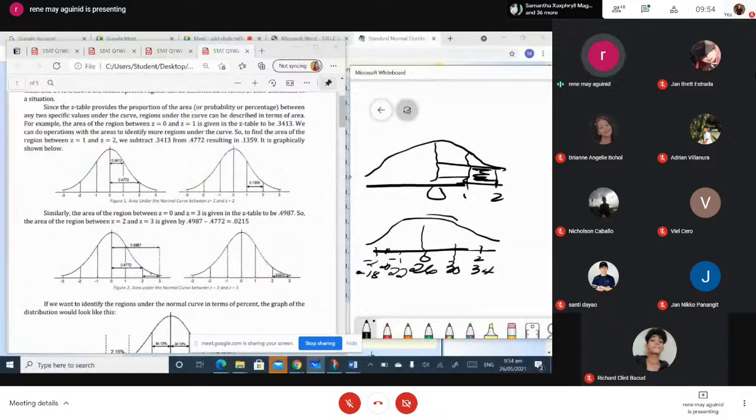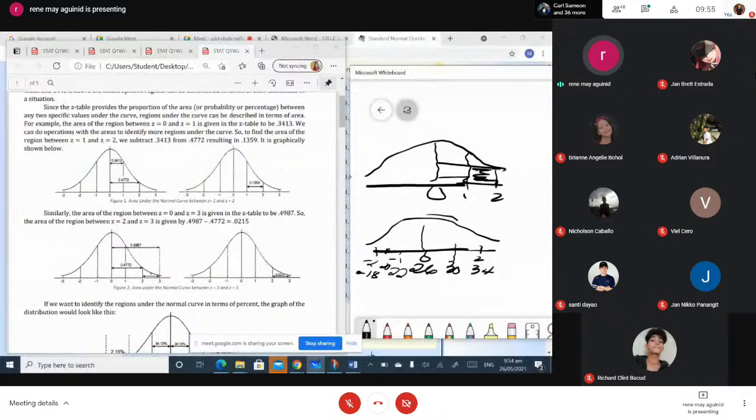So, i-minus nimo ang 0.4772 sa 0.3413, wala na siya ang magawas. 0.1359, no? Wala siya ang area. If you're going to look for the regions between 2 and 3, given sa problem is na kay 0 to 3 and na kay 0 to 2. So kanang 0 to 3 minus 0 to 2, that will give you an answer of 0.0215.